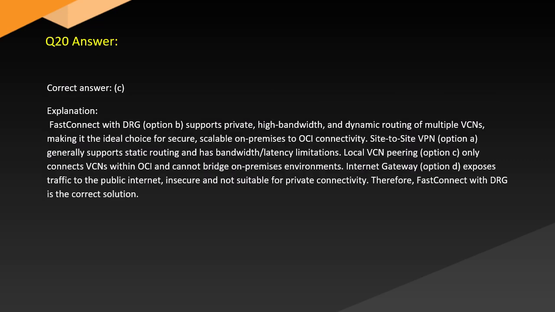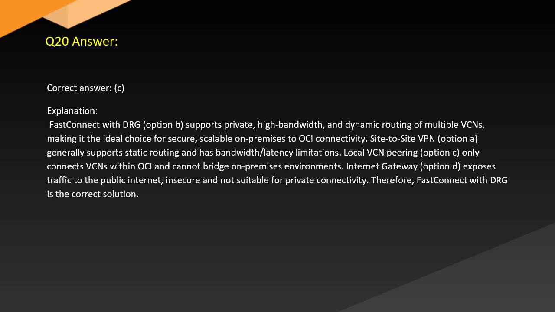Answer. Correct answer, B. Explanation. FastConnect with DRG, option B, supports private, high bandwidth, and dynamic routing of multiple VCNs, making it the ideal choice for secure, scalable on-premises to OCI connectivity.